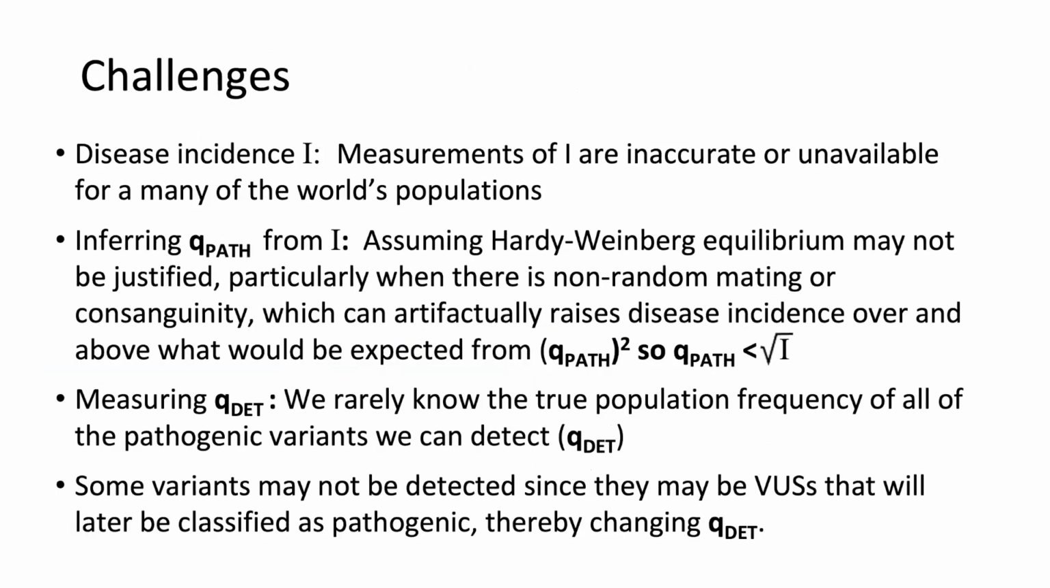So here are the challenges. First of all, disease incidence I. You have to have that if you're going to measure QPath, right? But measurements of I are inaccurate or unavailable for many of the world's populations. I'll show you some examples of that in a minute.